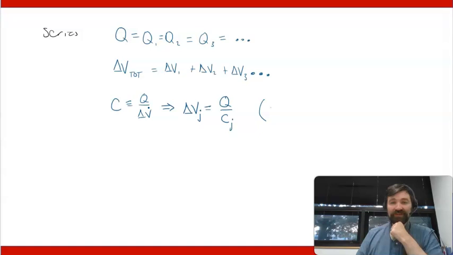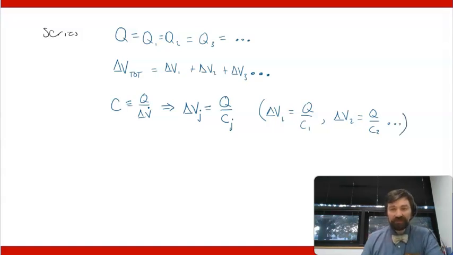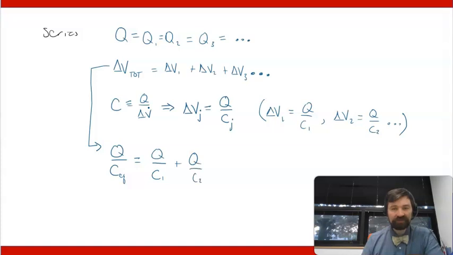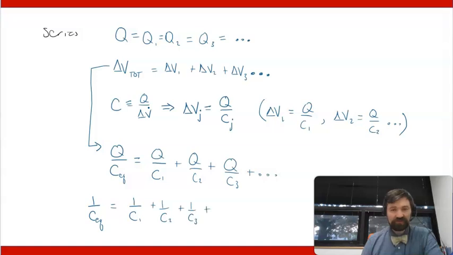So that is another way of saying that delta V1 is Q over C1 and delta V2 is Q over C2, etc. Okay, so that means that this equation here can now be rewritten as Q divided by C equivalent is equal to Q divided by C1 plus Q divided by C2 plus Q divided by C3 plus etc. And now we divide out a Q from all of these, and you get the same equation that we got before for the series combination. 1 over C equivalent is 1 over C1 plus 1 over C2 plus 1 over C3 plus etc.